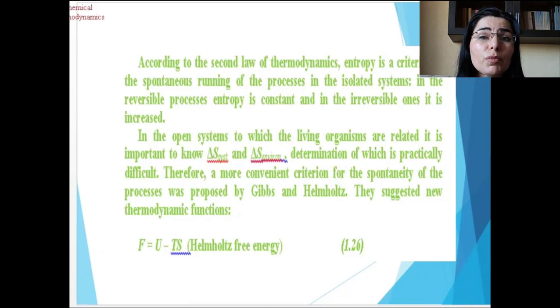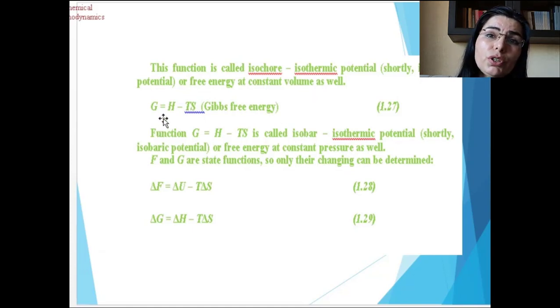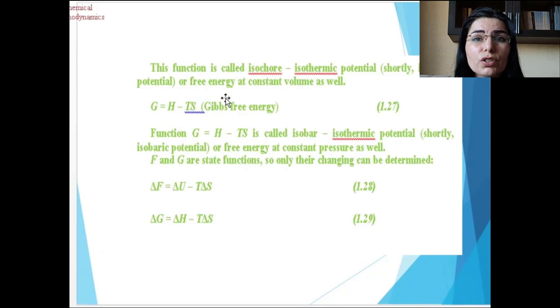They suggested a new thermodynamic function, F equals U minus TS. It's the Helmholtz free energy. This function is called the isochoric potential, or free energy at constant volume. And G equals H minus TS. It's the Gibbs free energy. Function G equals H minus TS is called the isobaric potential, or free energy at constant pressure. F and G are state functions, so only their changes can be determined.